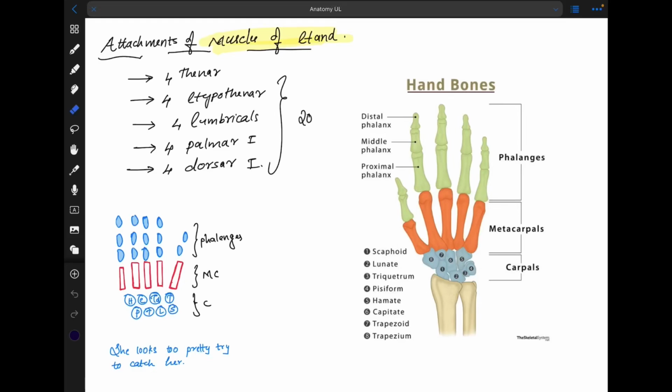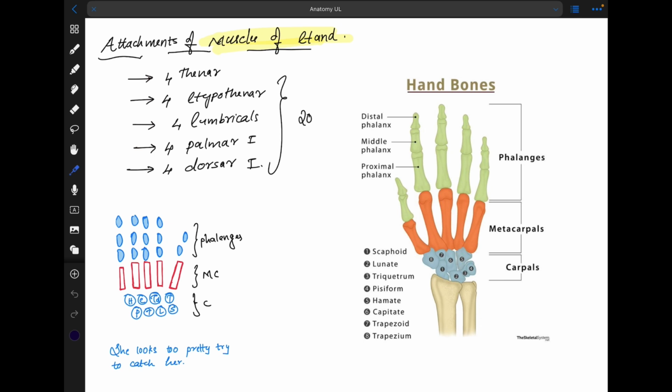So, hello everyone. This is the part 3 video of upper limb anatomy. In this video, we are going to study the muscles of the hand. As we all know, we have 20 muscles in total attached to the hand. It includes 4 thenar muscles, 4 hypothenar muscles, 4 lumbricals, 4 palmar interossei, and 4 dorsal interossei.